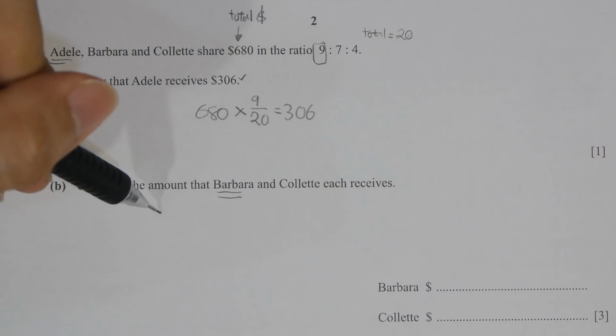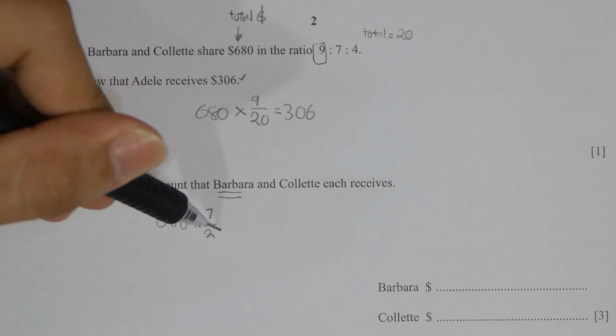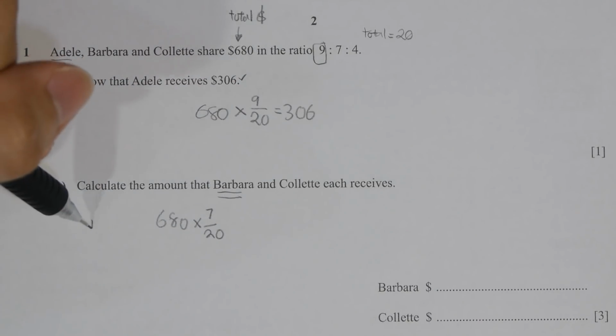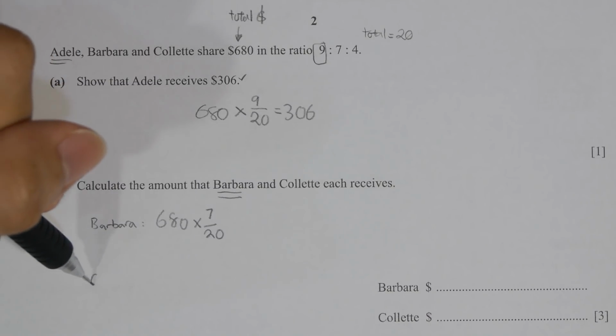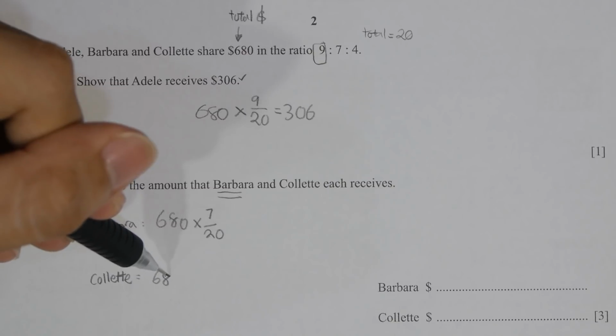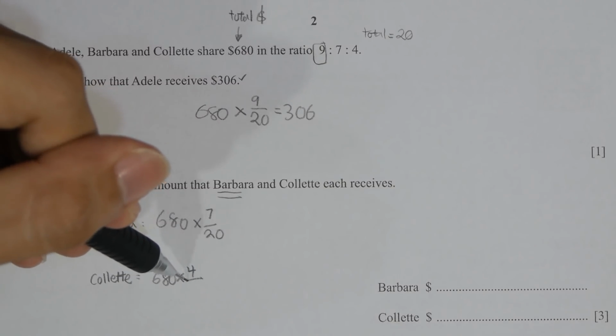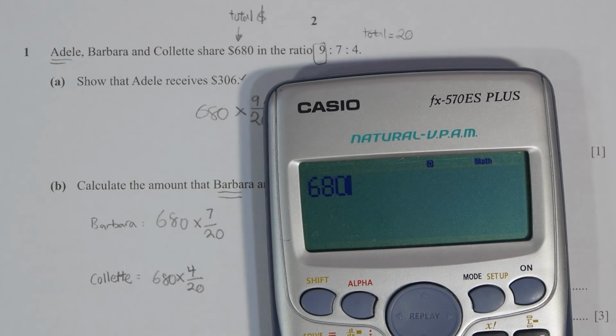Then calculate the amount Barbara and Charlotte each received. So 680 times 7 over 20, which is 238 for Barbara. 680 times 4 over 20, then you get 136 for Charlotte.